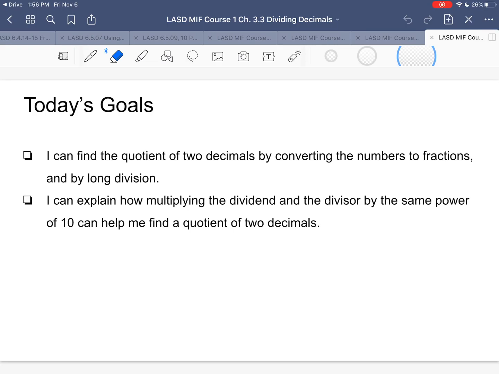And a second goal is that you can explain how multiplying the dividend and the divisor by the same power of 10 can help you find this quotient of two decimals.